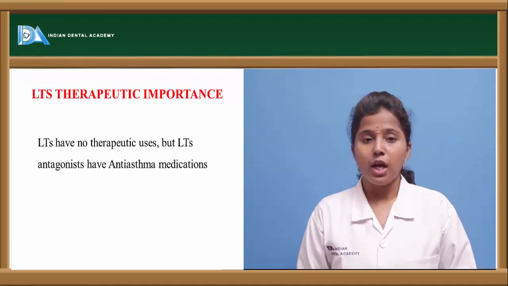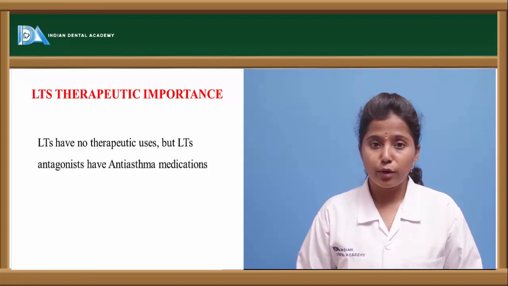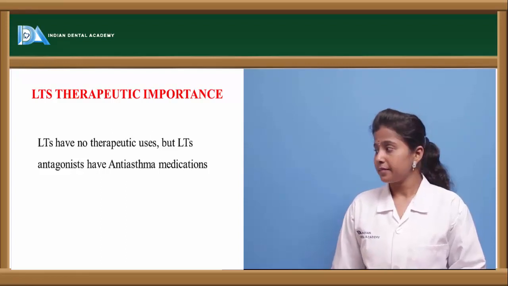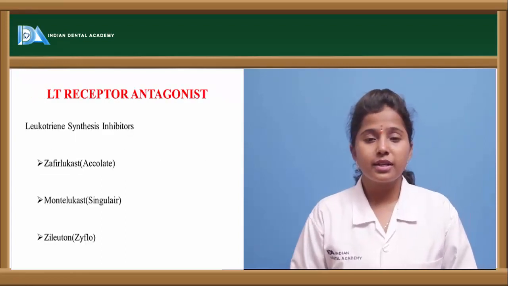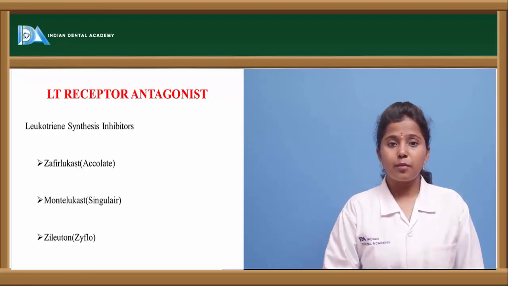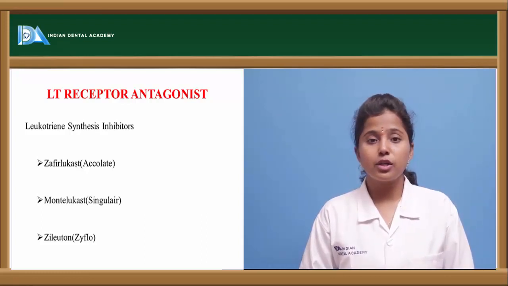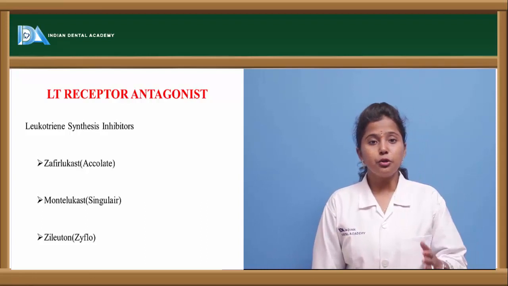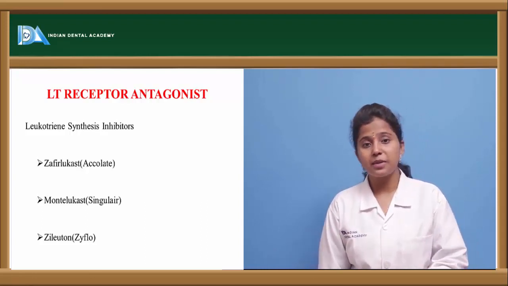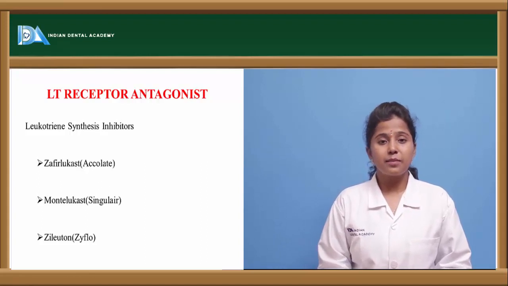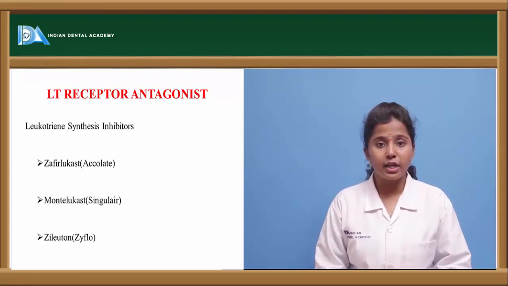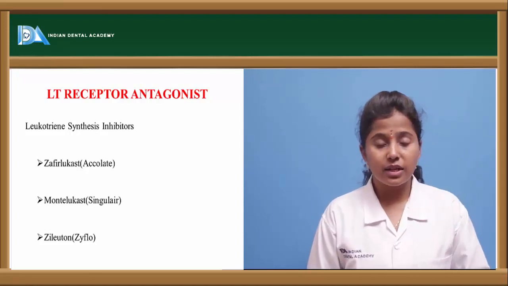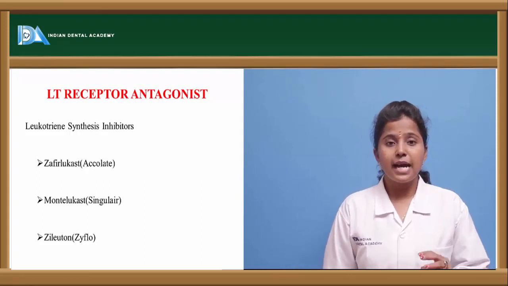Leukotrienes' therapeutic importance. There is no specific therapeutic importance for leukotrienes, but leukotriene antagonists are recommended in asthma condition. Let us see the leukotriene receptor antagonists. Similar to prostaglandins, these leukotrienes also bind to leukotriene receptors and exert their actions. In order to inhibit the action of these leukotrienes, leukotriene receptor antagonists are given. They prevent the binding of the leukotriene to its particular receptor and its actions. There are three types of leukotriene receptor antagonists: zafirlukast, montelukast, and zileuton.